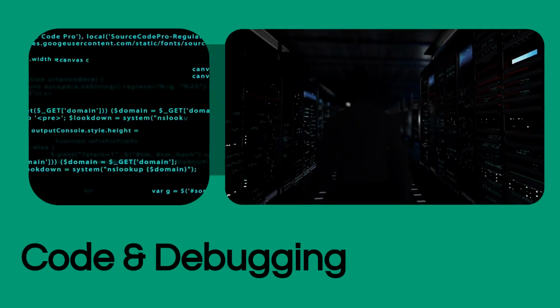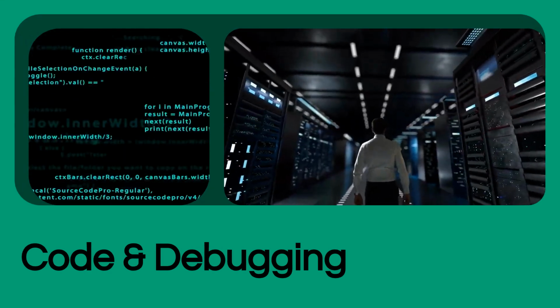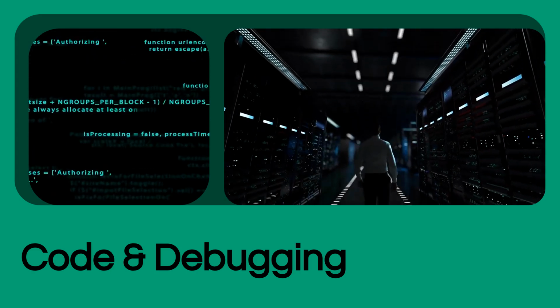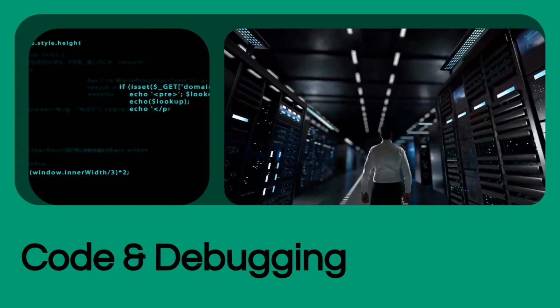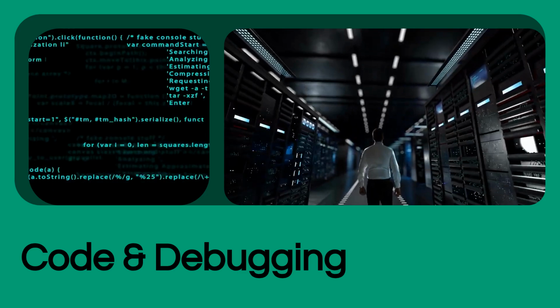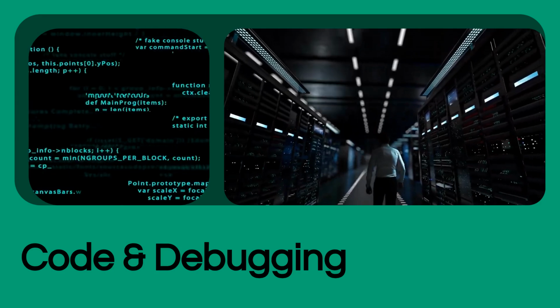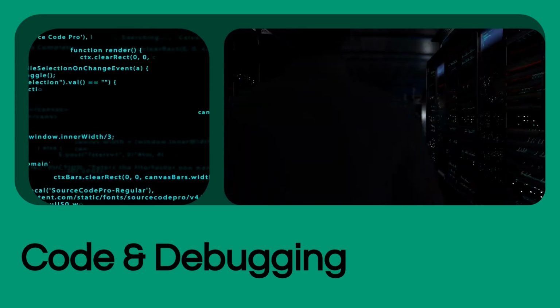Consider code generation and debugging. AI models can suggest code snippets, complete functions, and even write entire programs from high-level descriptions. They can also assist in debugging by identifying potential errors and suggesting fixes, significantly accelerating development cycles and reducing tedious tasks. This means more time for complex problem-solving and innovation.